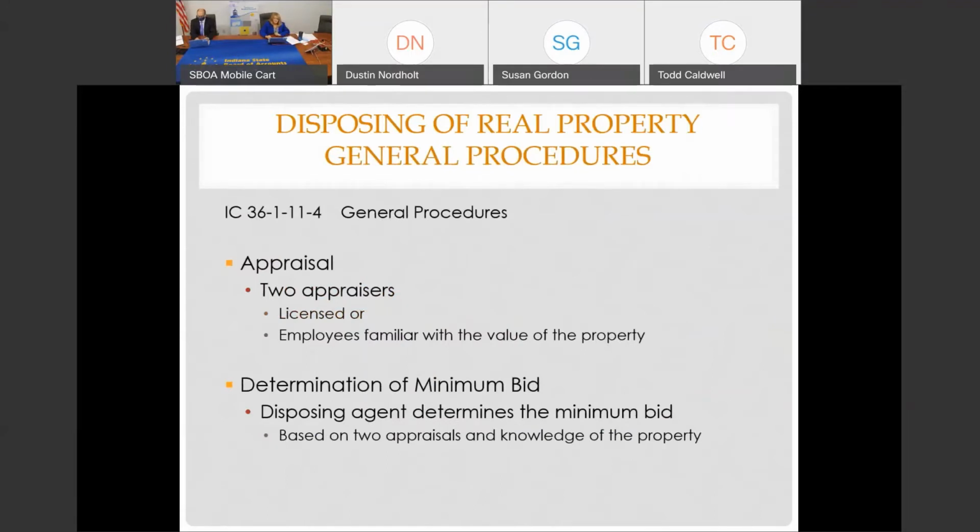So after the approval process, there's an appraisal process. And again, 2 appraisers are required in this statute. They do have to be licensed, or they can be employees familiar with the value of the property. And based on those appraisals, the disposing agent will make a determination of the minimum bid and the disposing agent's knowledge of that property. So this determination should be one thing that's documented in the audit file.